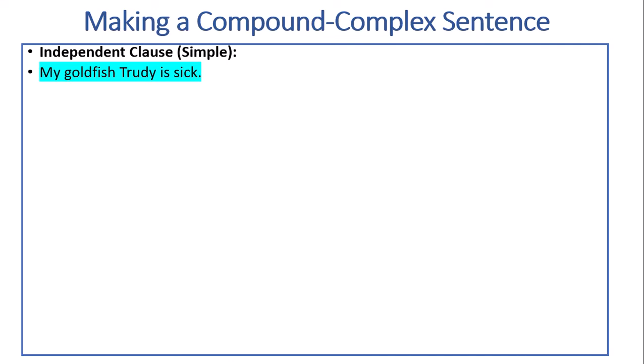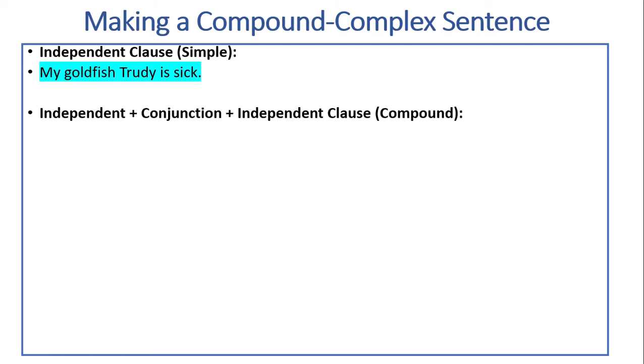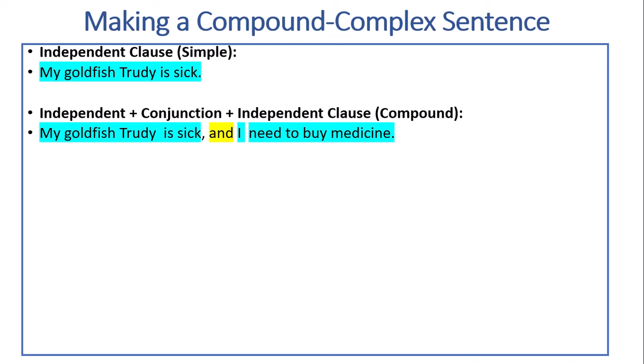Okay, let's look at another example. Here's my simple sentence. My goldfish Trudy is sick. And let's make that compound. So we're going to join two simple sentences together. My goldfish Trudy is sick, comma, and I need to buy medicine. There's our conjunction. Now it's compound.